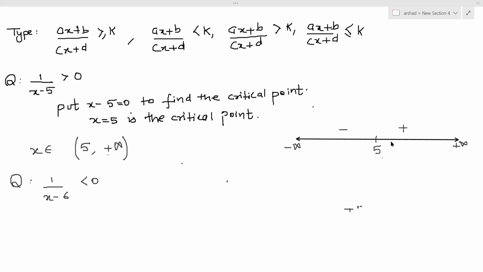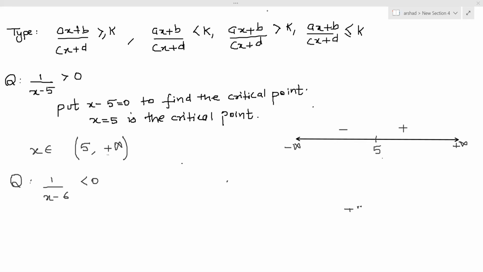Joanne and Rishan, any doubt in this question? Yes, no, sir. Rishan, this is correct. X is equal to 6 is a critical point. Very good. So now find the answer. So tell me the interval. Joanne, you have completed this one? Yes, sir. Okay, Joanne, what's the answer?